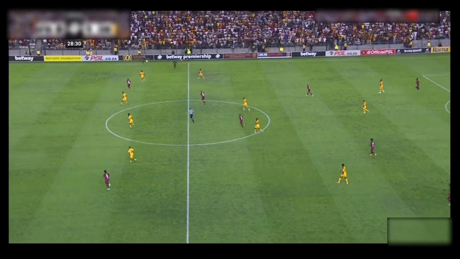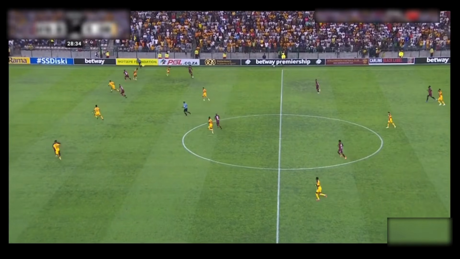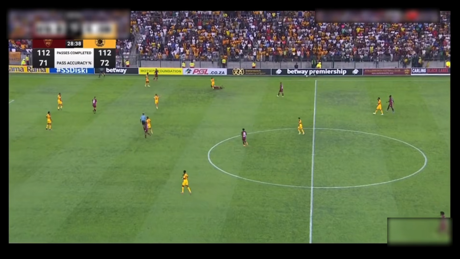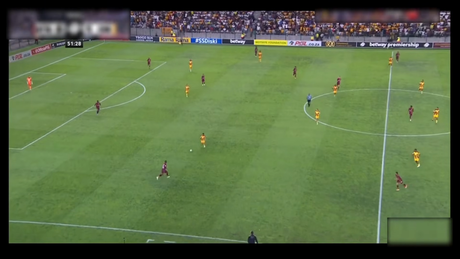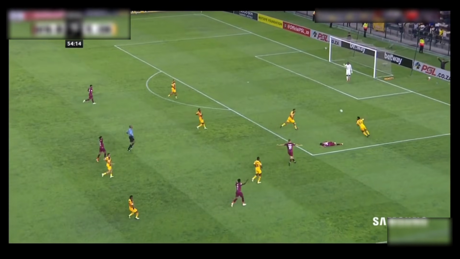Now, Stellenbosch kept on trying this long ball, but it was never going to work, because either Modi is coming to track back and win the ball back, and we start a counter from that situation, or our defenders were just good at pressing and winning the ball back. This is the 51st minute, Abo Modi there pressing.